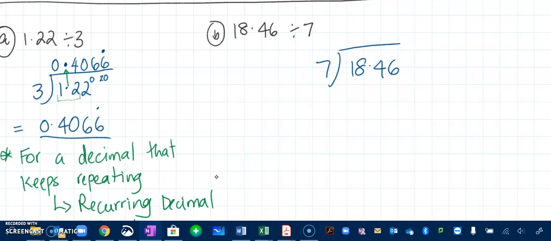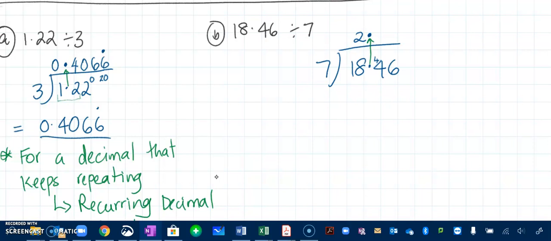So 7 2s are 14. Okay, the maximum number of times it goes. 2 times 7 is 14. What's remaining is the 4. Let's take the 4 next to the next digit, and that becomes 44. Okay, but before that, if you notice, our decimal point is over here, and as I said, it needs to be lined up in your answer as well. So we put a decimal point there.